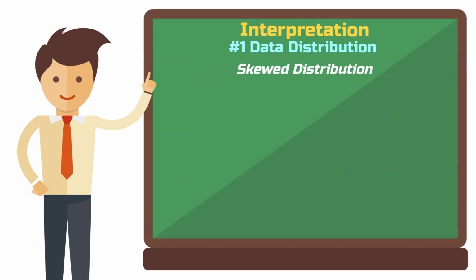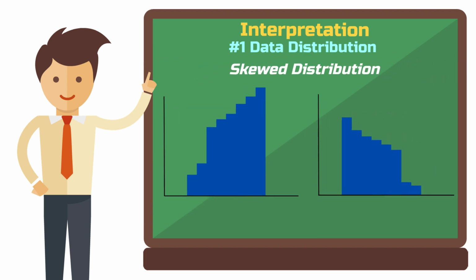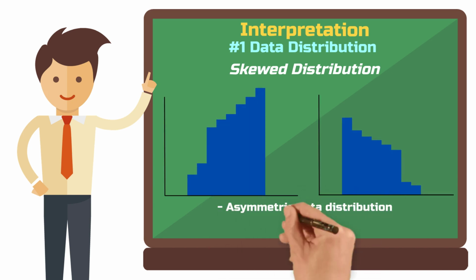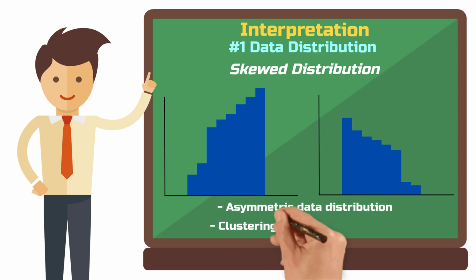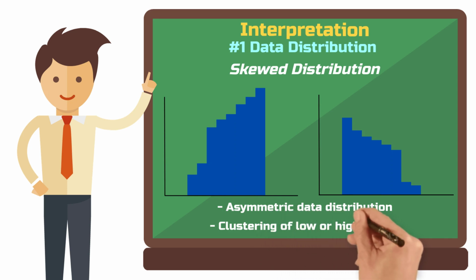A skewed distribution indicates that the data is asymmetrically spread. A positively skewed, meaning right-skewed, histogram shows a concentration of low values with a few high values, such as the time students spend studying for a subject. Many may spend only a little time, while a few invest a lot. A negatively skewed, meaning left-skewed, distribution suggests the opposite.